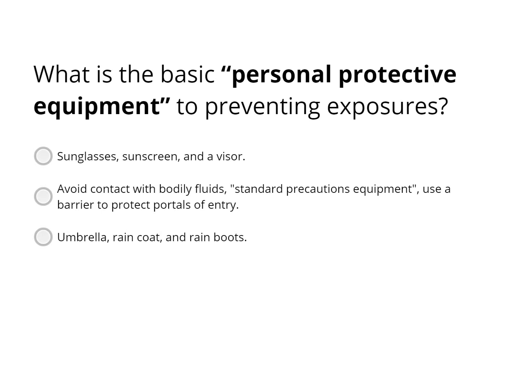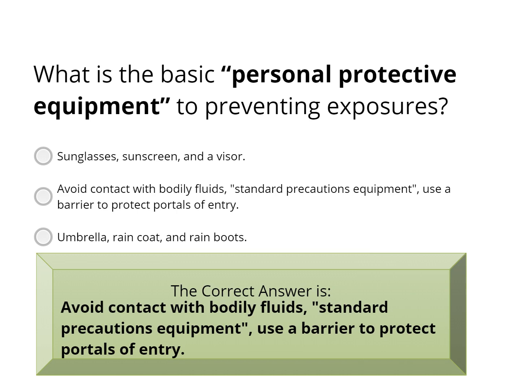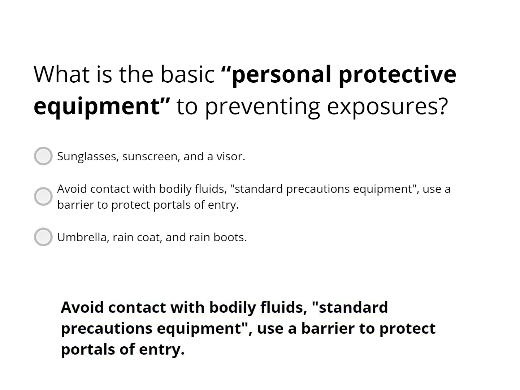What is the basic personal protective equipment to preventing exposures? Avoid contact with bodily fluids, standard precautions equipment, use a barrier to protect portals of entry. Sunglasses, sunscreen, and a visor. Umbrella, raincoat, and rain boots. Take a moment to answer the question on screen. The correct answer is avoid contact with bodily fluids, standard precautions equipment, use a barrier to protect portals of entry.